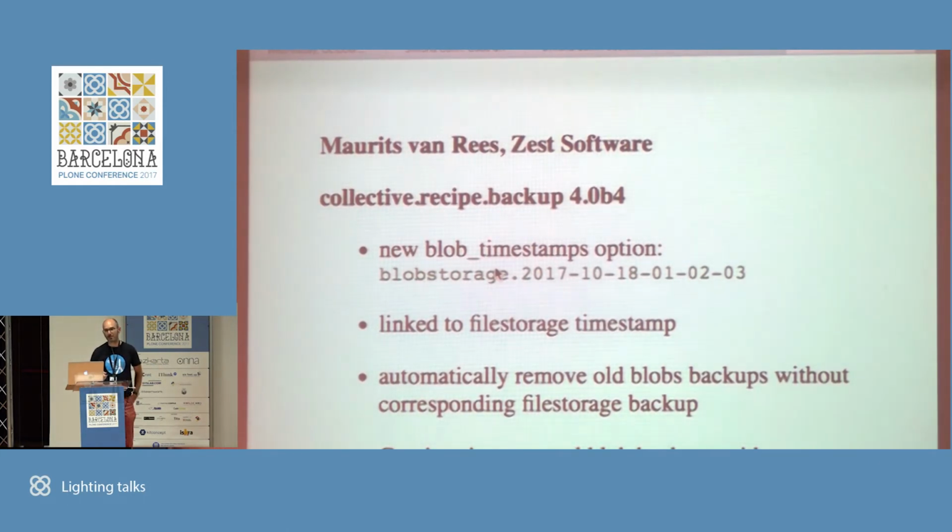And after blob timestamps, you get the timestamp in the name, which is basically the same timestamp as you get for the data FS with the repozo backup. That also means that we can link the two together and make it easier for the code to see which blob backup belongs to which file storage backup. So that helps, and that also means we can automatically remove old blob backups that don't belong to any of the current file storage backups.